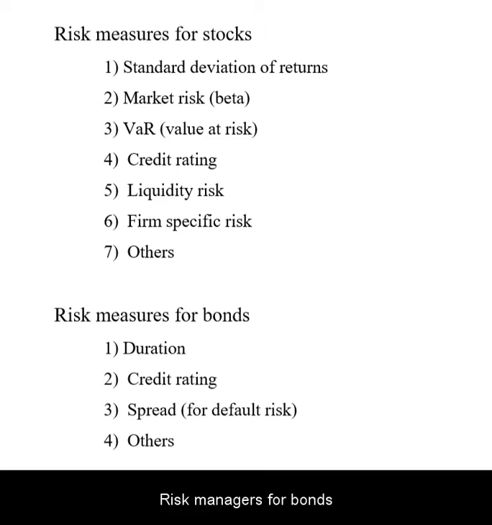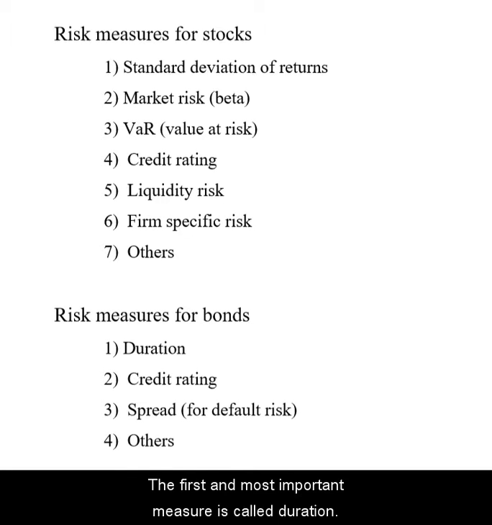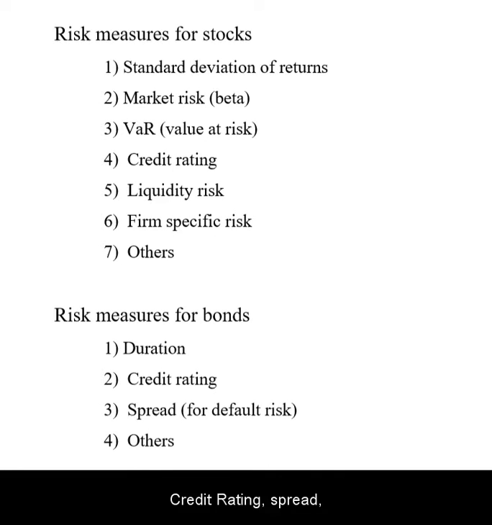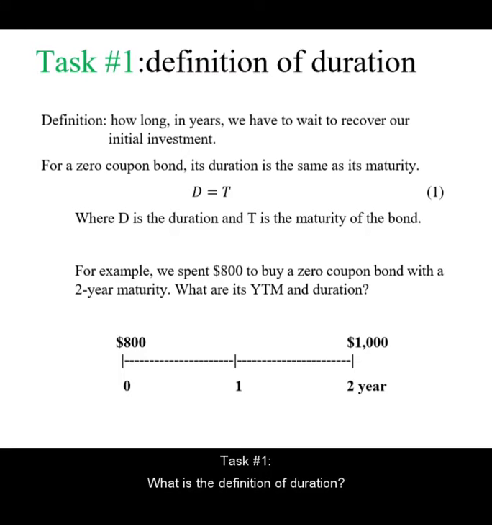The risk measure for the bonds. The first most important measure is called duration. Credit rating, spread. Spread is for the default risk. Of course, we have other measures. Task number 1. What is the definition of duration?